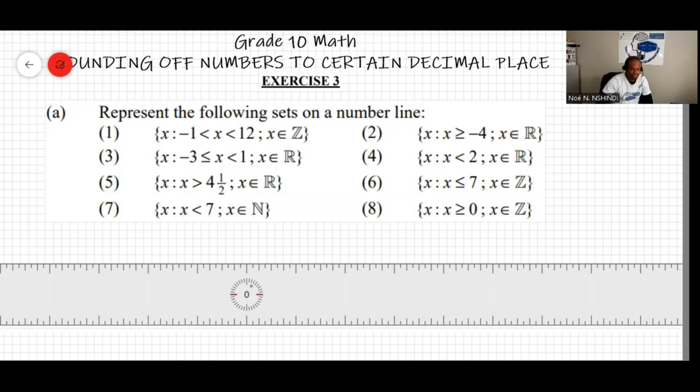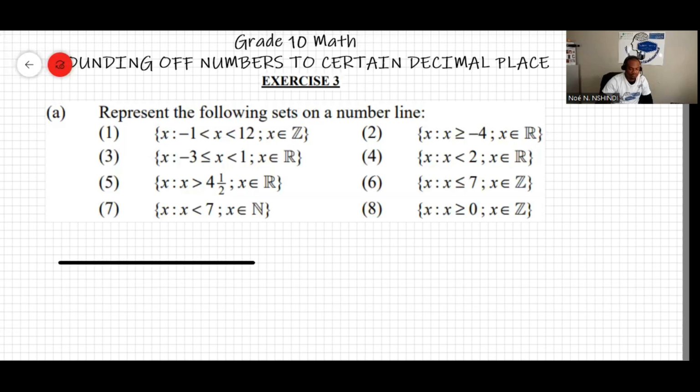I'll put this one like this in a number line, and then I put values like -1 and then 12 here. So this simply means x is in between these two. Okay, so -1 can obviously be on the left of x, and then 12 on the right of x, and x is an integer. So the number line will be like just this part.